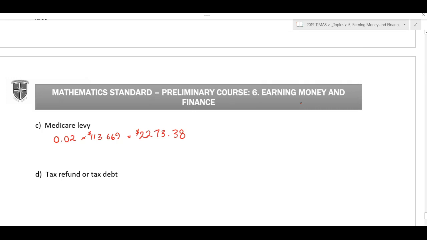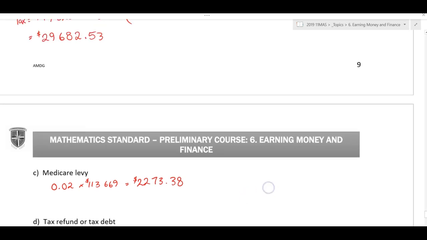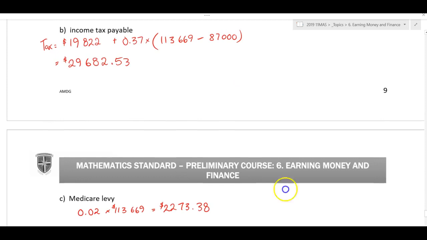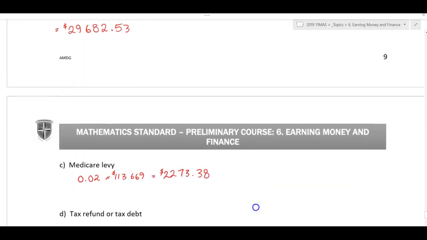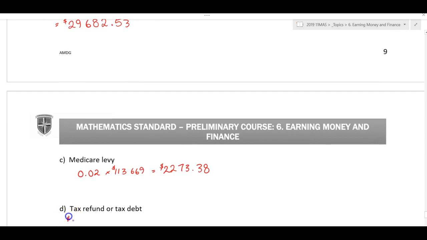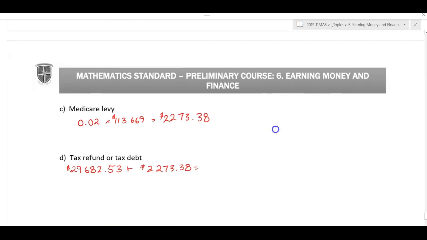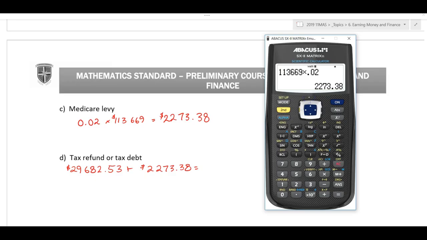Now, the tax refund or tax debt. So, altogether, Mia needs to pay her income tax and her Medicare levy. So, let's add that together. So, that was 29,682.53 plus the 2,273.38. Right, back to the calculator here. And Mia needs to pay $31,955.91.